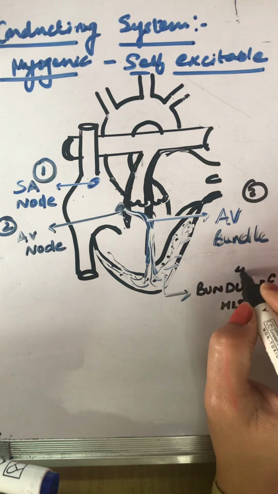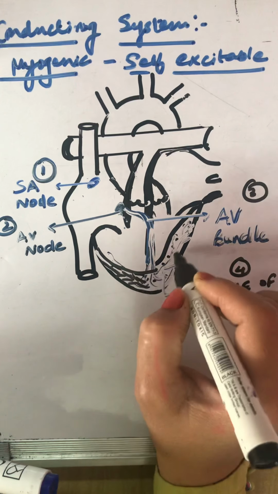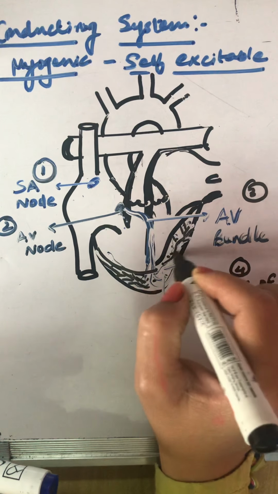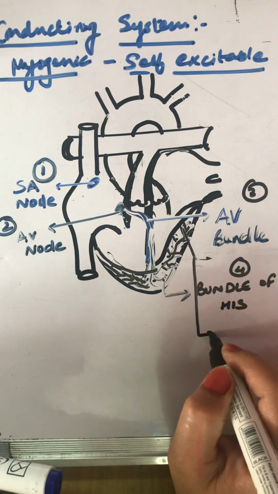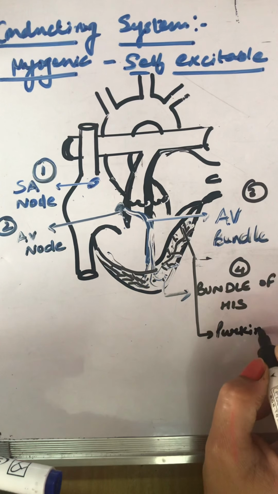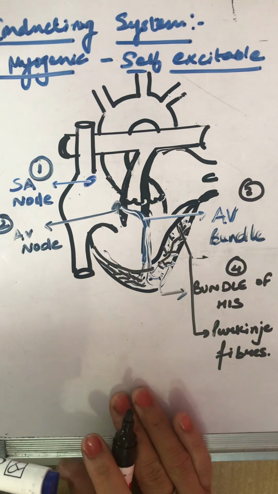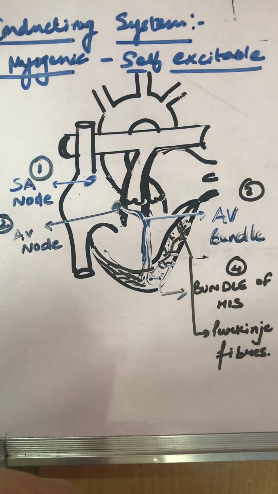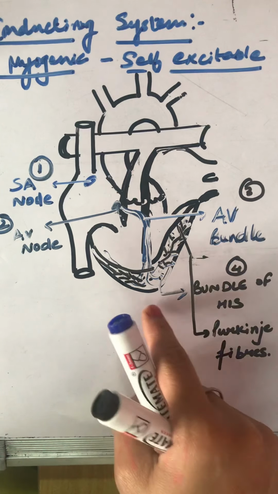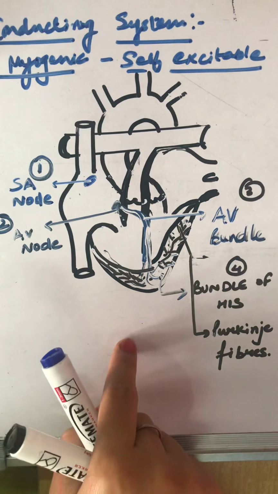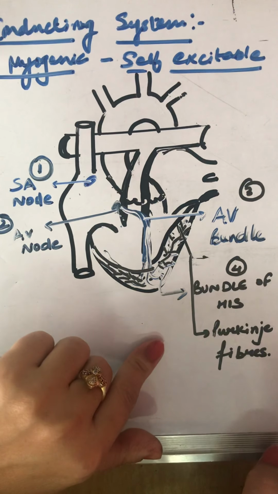Number 3, number 4. Later on, this bundle of His gives rise to small and smaller projections further, reaching up to the AV septum. We call these projections Purkinje fibers. Now, what happens here? These two bundles, the bundle of His, branch, producing many finer and finer branches. These are Purkinje fibers throughout the ventricular wall and conduct the impulse to the muscles of the ventricles.